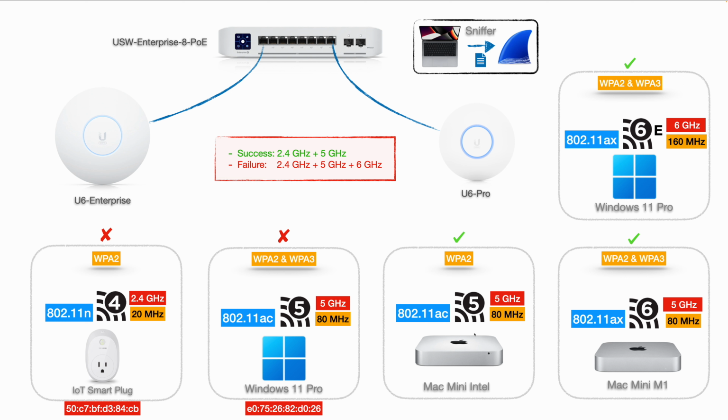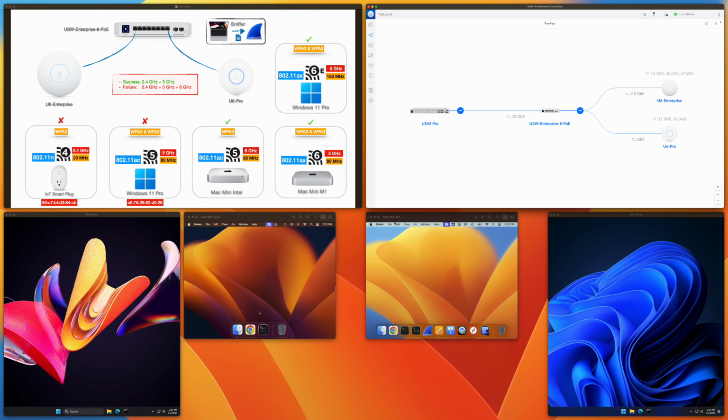I'm also going to use 2 Mac Mini machines. One is 10 years old and it doesn't support Wi-Fi 6E for sure. The other one is Mac Mini M1. It doesn't support 6E but does support 6. On the screen, you can see I already logged on to the 2 Macs and 2 PCs. For this smart plug, I won't be able to show you the status on the screen, but I can update you by checking its LED status about the connection.